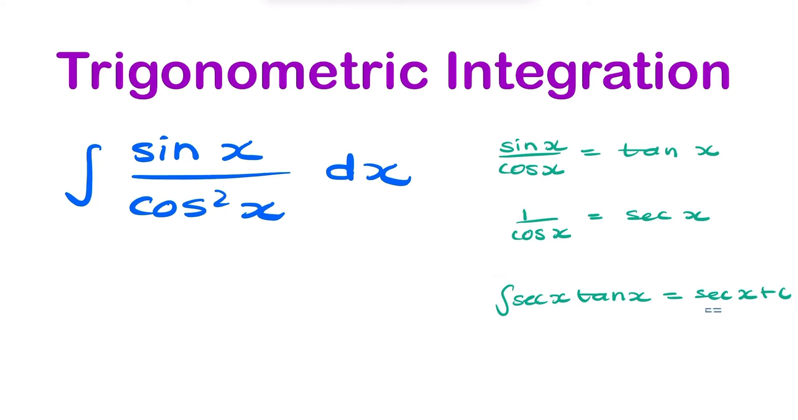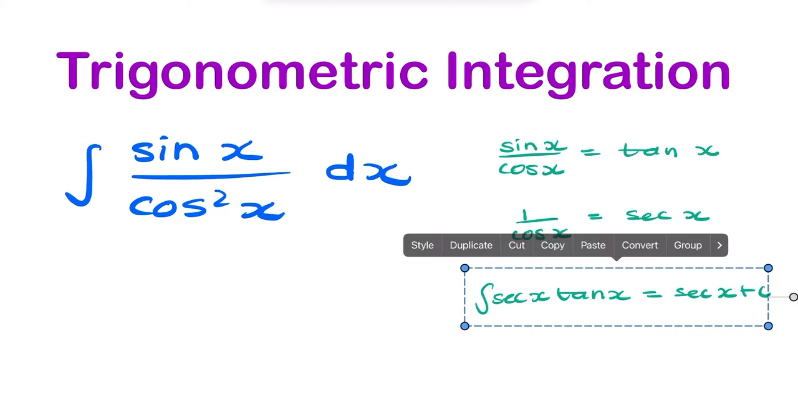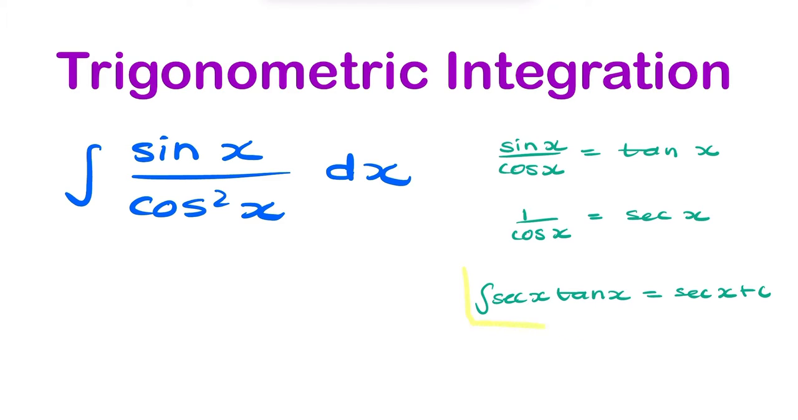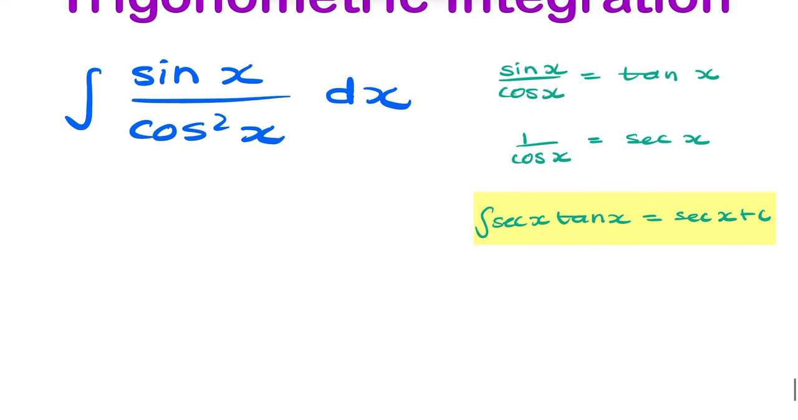So this last one you are given in the exam. So this is an identity that you are given in the exam paper. They might not give it to you like that. They might give it to you in reverse. They might say the derivative of the secant is secant tan. In the exam paper, it'll probably say d by dx of secant x equals secant x tan x. But that means that the integral of secant tan is secant. That's what it means. So this is given in the exam.